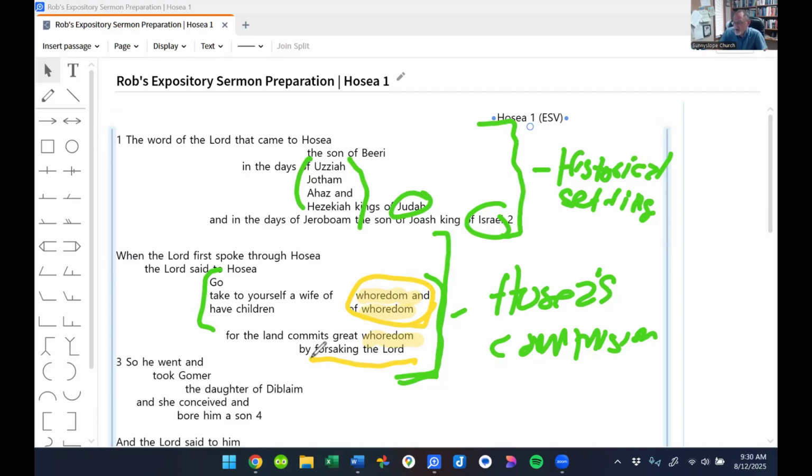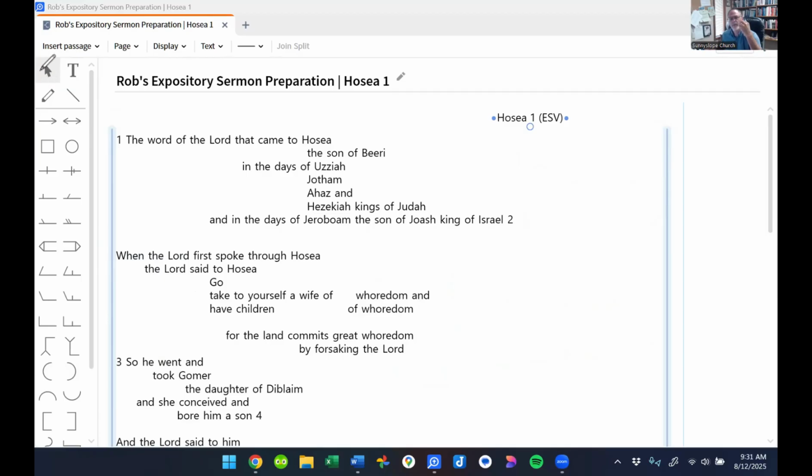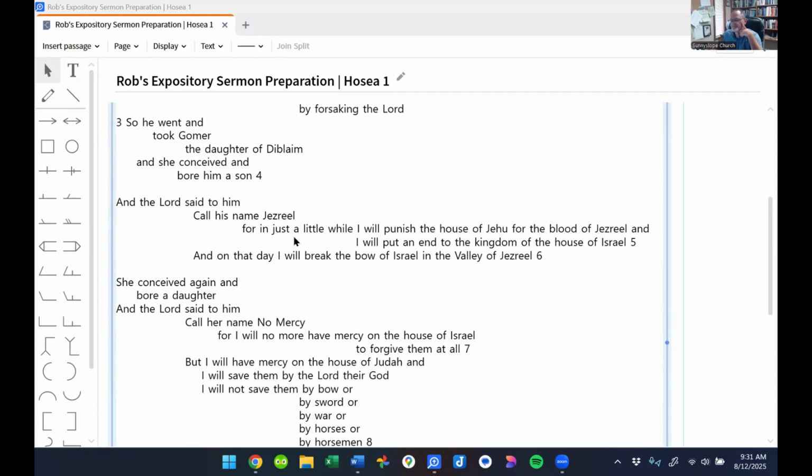So Hosea does as he's told here, and again, I've pointed this out in other videos, but you see the word here, and then it's often repeated, and that's just a way of emphasizing the way that a prophet follows obediently exactly what was commanded.